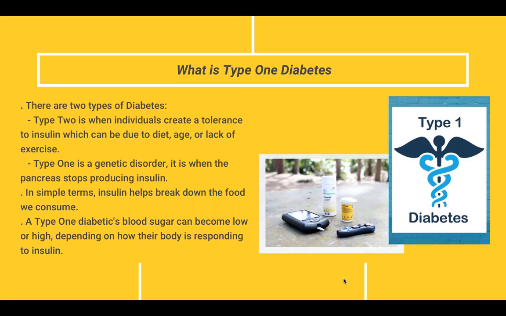I know I keep saying the word insulin, so we're going to now define it. In simple terms, insulin helps break down the food we consume. So, if our pancreas is not producing that, which is what happens if you're type 1, that means you're not able to digest the foods and the sugars that you're consuming, which can cause a lot of problems, some that we're going to talk about a little bit later in this workshop. Now, a type 1 diabetic's blood sugar can become low or high, depending on how their blood and their body is responding to the insulin.